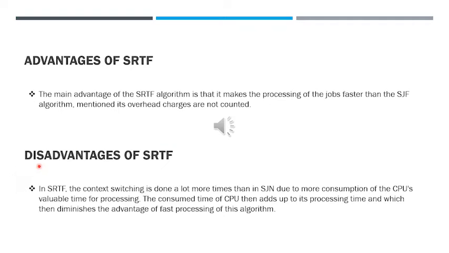Disadvantages of SRTF. In SRTF, context switching is done a lot more times than in SJF, due to more consumption of the CPU's valuable time for processing. The consumed time of the CPU then adds up to its processing time, which then diminishes the advantage of fast processing of this algorithm.